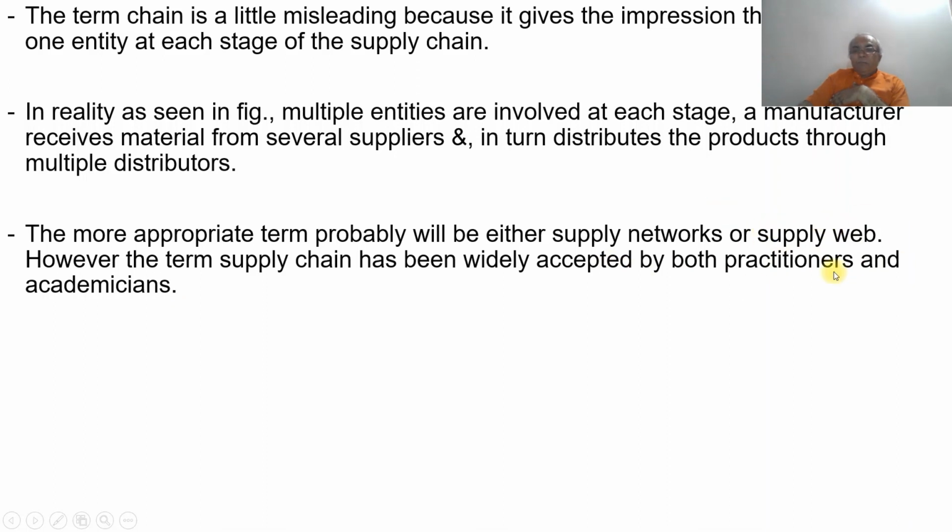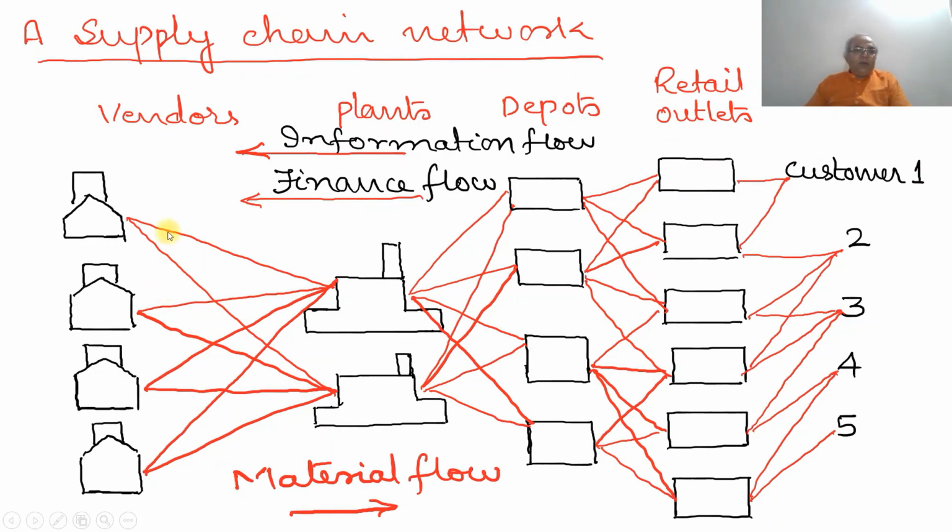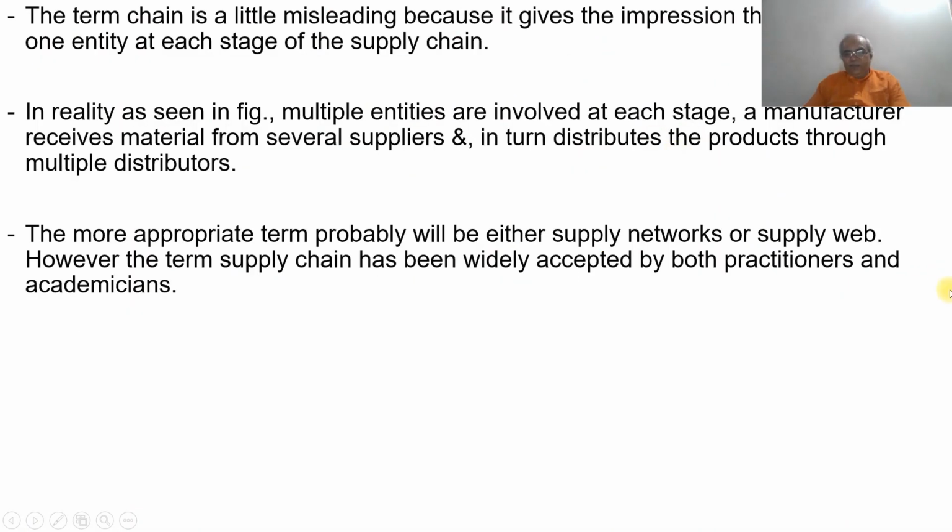So what does it mean? By practitioners, I mean the one who goes into practice. They have accepted that instead of calling it a network, we will call it a chain. Why do they call it a chain? Basically because if any of these parts has a defect in the beginning itself, then the chain will break. That means even if one part is not received in time at the plant, we cannot do the assembly. So the chain will break. That is the reason why we call it a chain.